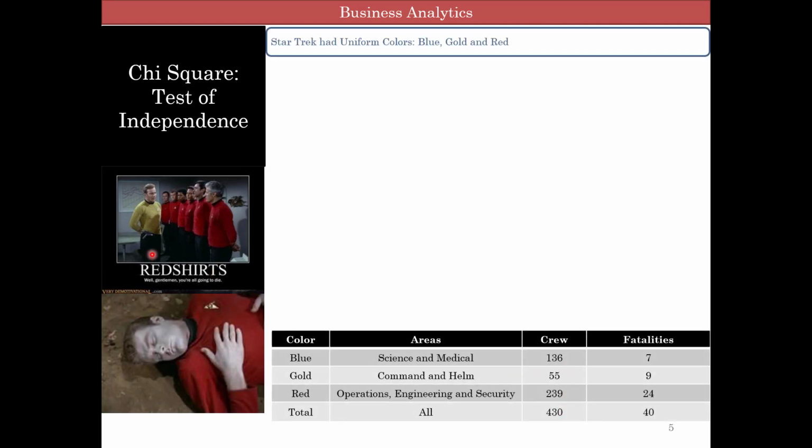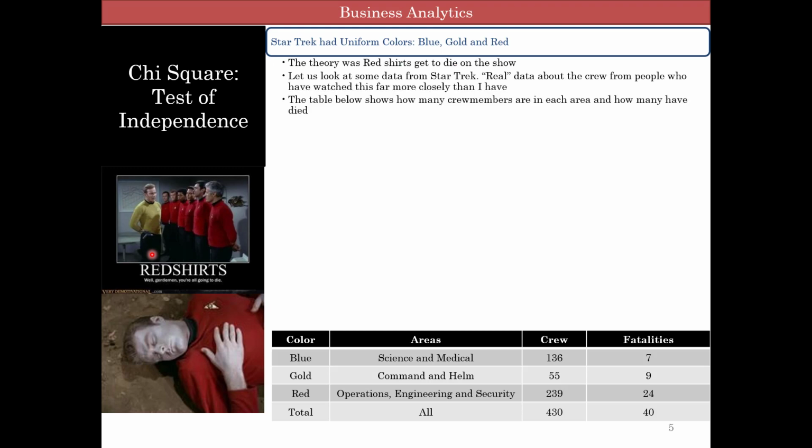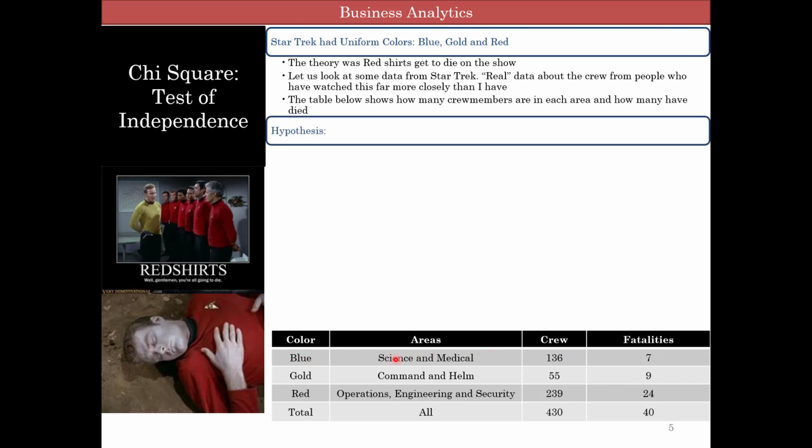If you look at Star Trek, there are three colored uniforms: blue, gold, and red. And the theory was red shirts get to die on the show. Now let's look at some data. This is, quote unquote, real data, right? People who have far more time than I have watched this closely, followed all the episodes, and have actually counted the number of crew members in each one. Blue stands for science and medical. Gold was for command and helm. Red was operations, engineering, security, and this was the total crew number. And here are the fatalities, right?